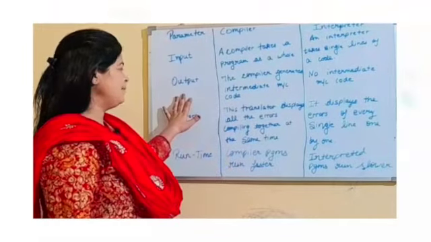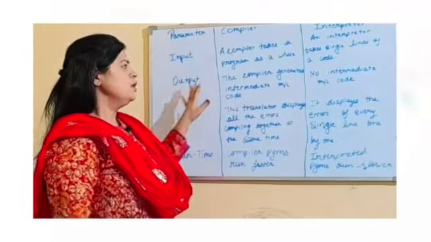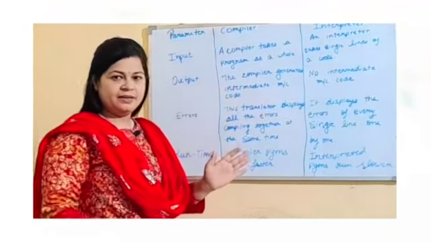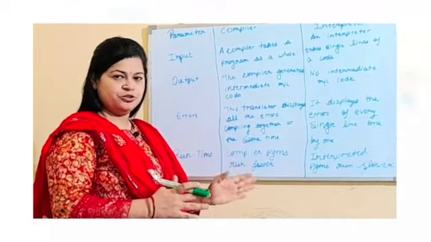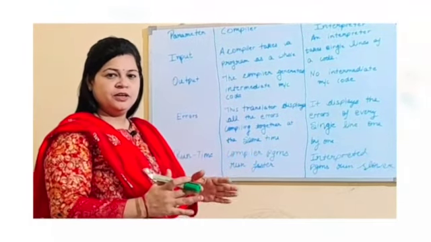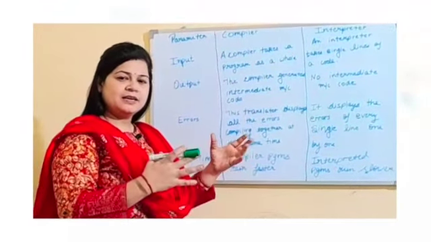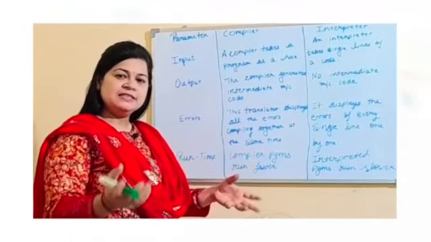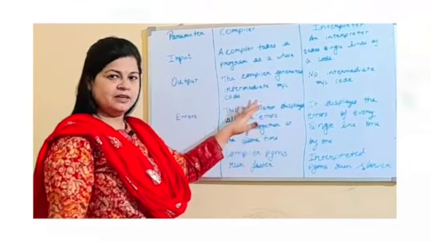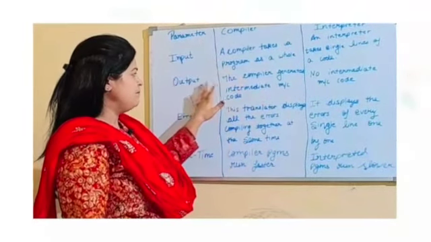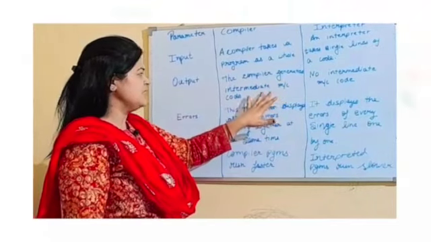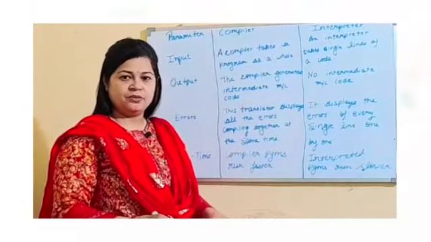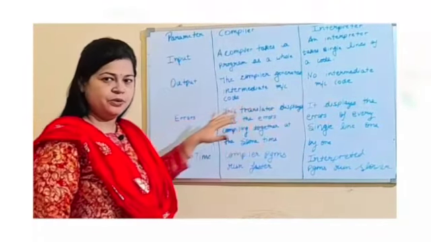Now the second parameter is output. The compiler generates intermediate machine code. A compiler doesn't give output directly. The output is given when the machine code or object code is linked with the linker, then we get the output. But the compiler generates intermediate machine code, whereas in an interpreter the output is given directly and no intermediate machine code is there.